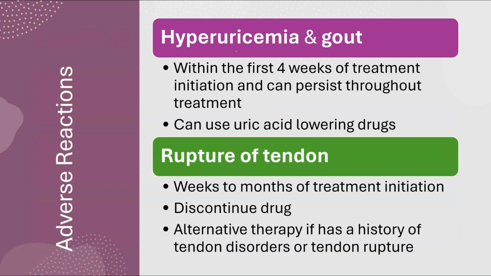Some adverse reactions for this drug can cause hyperuricemia, and as a result, gout. So be careful in patients with a history of gout, and it usually happens within the first 4 weeks of treatment and can persist throughout treatment. So you can check uric acid levels in these patients pre and post, and can use uric acid lowering drugs.